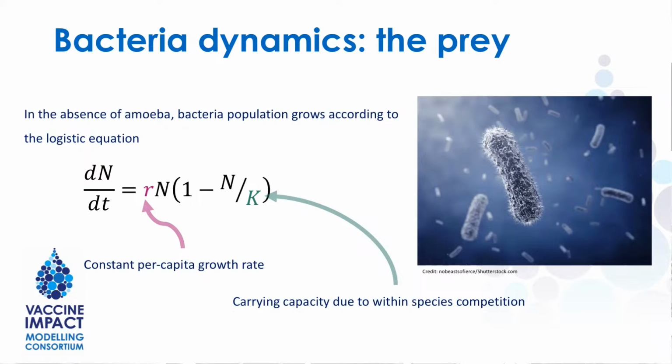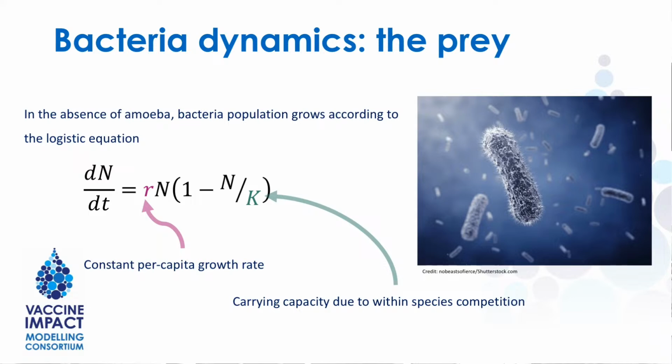But let's start building our equations. So we are interested in a system of bacteria and amoeba. We're going to start with the bacteria, and then we're going to start thinking about how the bacteria might be affected by the amoeba, and then thinking about how the amoeba might be affected by the bacteria.